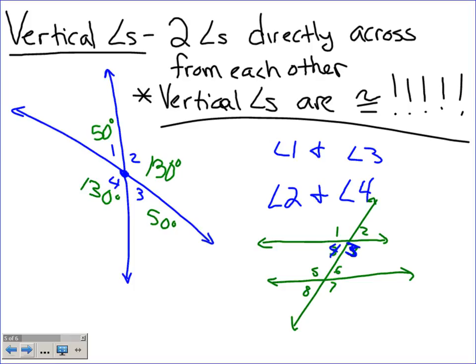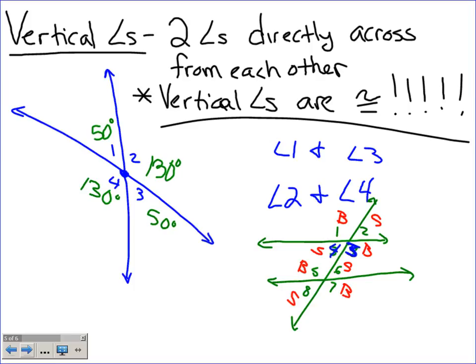The way that I look at this is I look at them as big angles and small angles. Number 1, is that big or is it small in comparison to 2? Number 1 is big. This one's small. This one's big. This one's small. How big is 5? Is it big or small? It's big. This one's small. This one's big. This one's small.